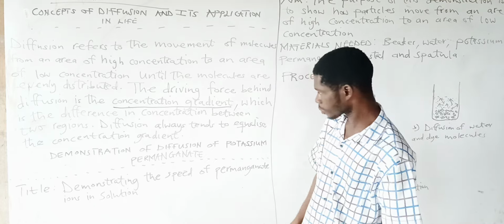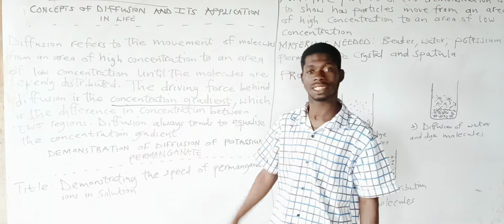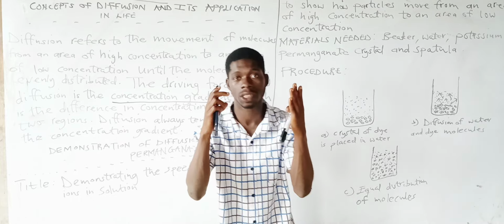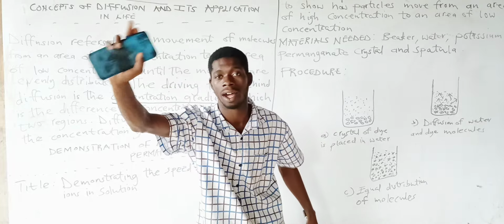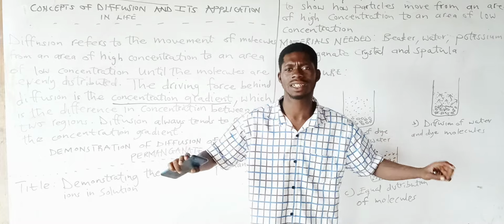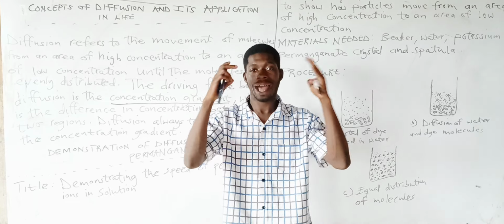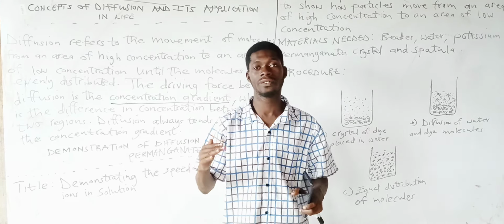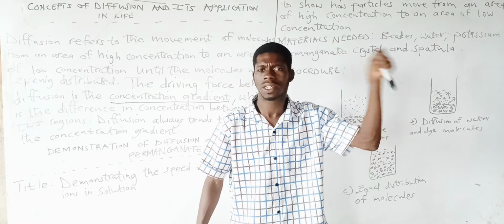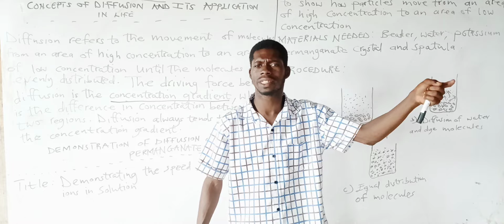Now, it says diffusion always tends to equalize the concentration gradient. As we said, the concentration gradient is the difference between the higher concentration and the lower concentration. But when diffusion occurs, it tends to equalize it, because it will spread through the whole room. So, as I said, if someone in column 1 gives out bad air, those in column 5 will not smell it right away. It will take a few minutes before it gets there.